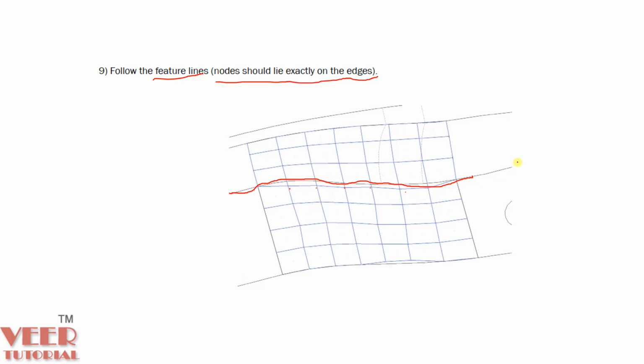This is something not recommended. The nodes should be properly projected. For example, in this case you can see this is a feature line and nodes are properly projected here. But again these nodes are not projected, so again we have to project them onto this line properly.